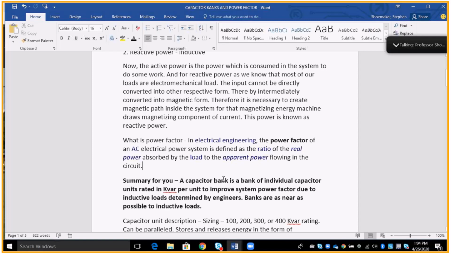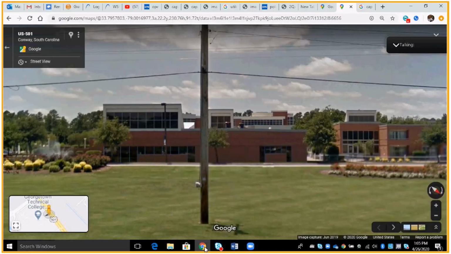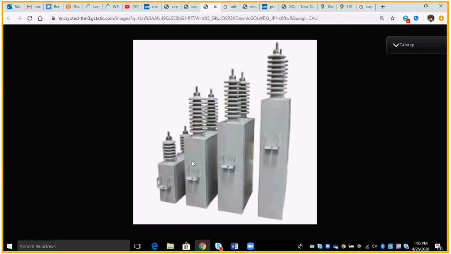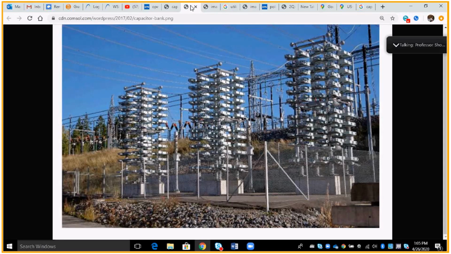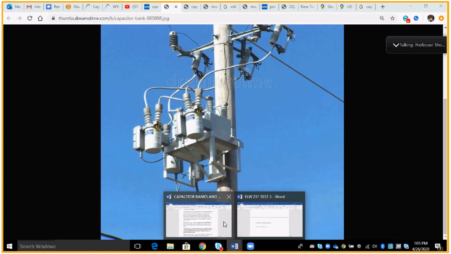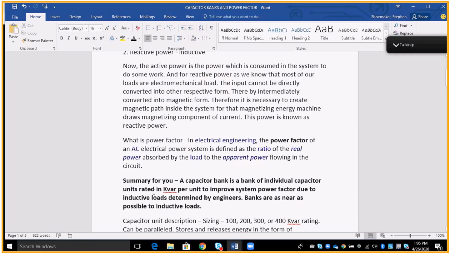A capacitor bank is a bank of individual capacitor units, as in the pictures that I've showed you before. Those are the units. We'll go through sizing here in just a little bit. And those are the units that are in the bank themselves. They are rated in kVAR per unit to improve system power factor due to inductive loads, determined by engineers. Banks are placed as near as possible to inductive loads, and we talked about that previously.